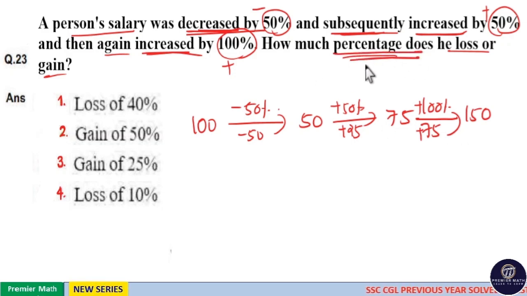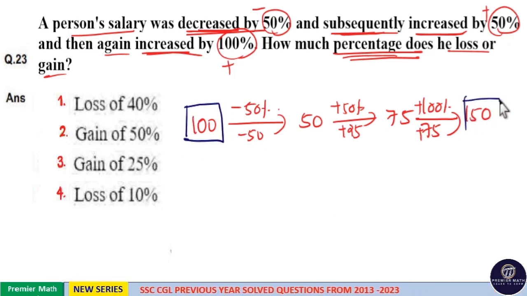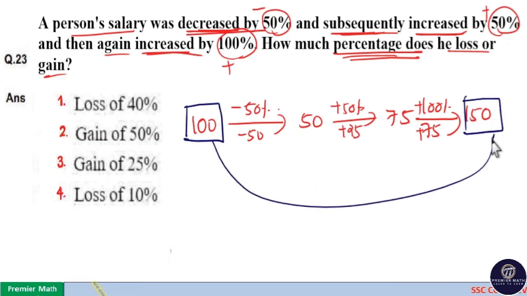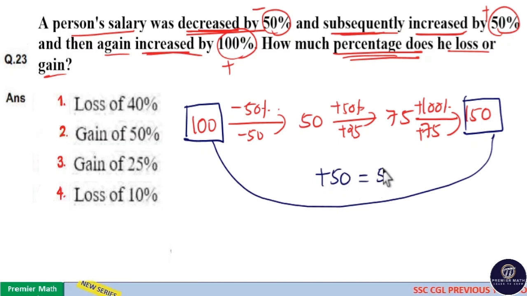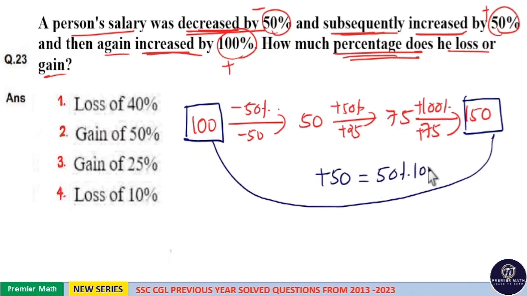Now how much is the percentage loss or gain? Here 100 is the initial salary and 150 is the final salary. That is, the increment is equal to 50 rupees. 50 rupees means 50 percentage. 50 percentage of 100 is 50 rupees. So 50 percentage gain means option 2 is your answer.